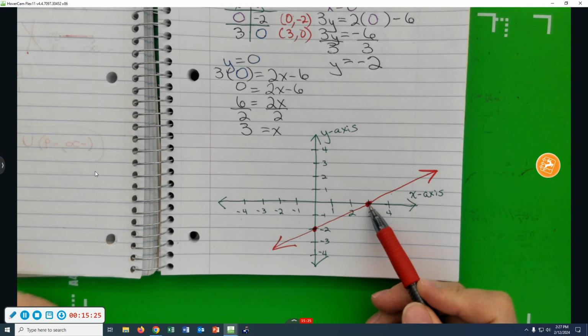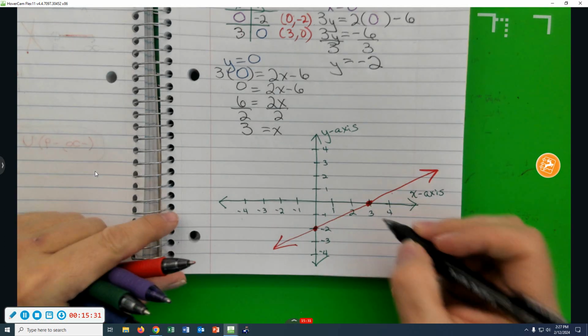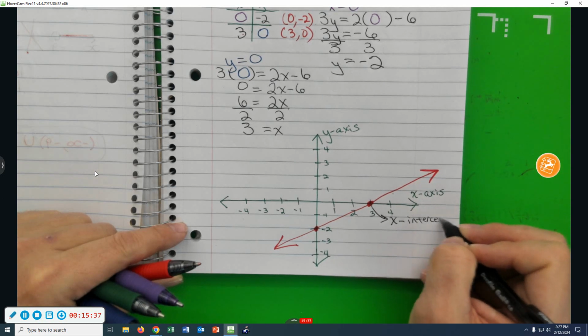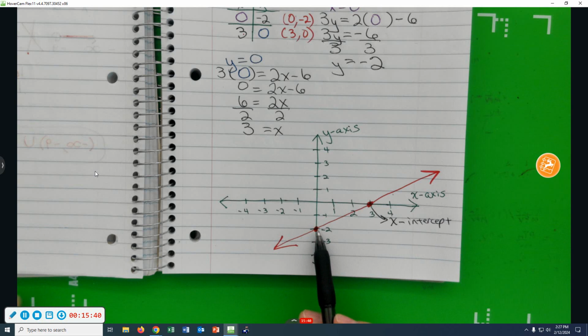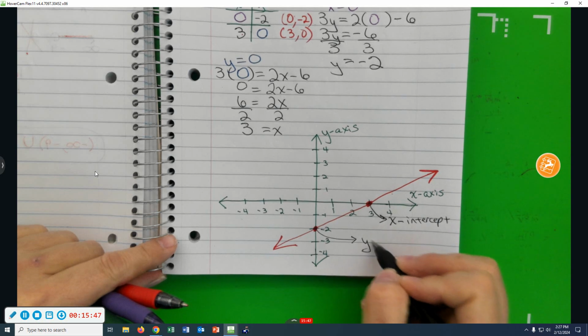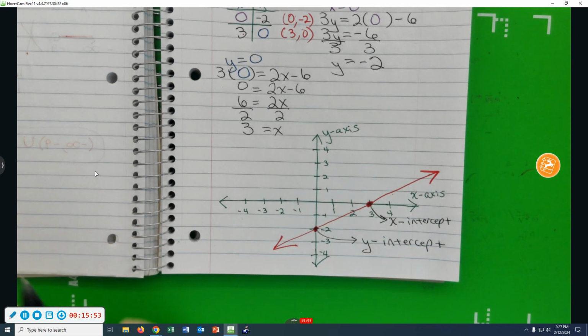Any point where a graph passes through the x-axis is referred to as the x-intercept. X-I-N-T-E-R-C-E-P-T. Any point where a graph passes through the y-axis is called a y-intercept. The points that are the easiest to plot are points that lie on those axes. So when you're graphing lines, I encourage you, find the intercepts, the x and y intercept.